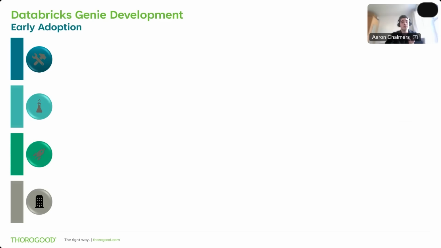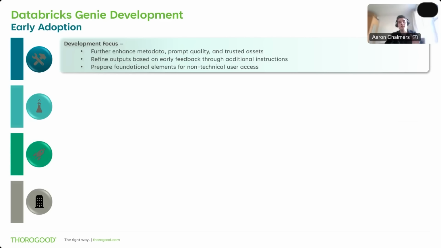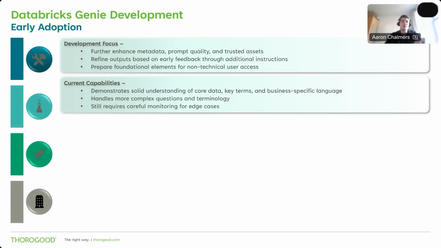In the early adoption stage, focus remains on further enhancing your metadata, prompt quality, and trusted assets, guided by your earlier testing. Genie outputs can be refined based on early feedback through additional instructions, and developers should look to start prepping the foundational elements for non-technical users. The capabilities at this stage are that Genie demonstrates solid understanding of core data, key terms, and business-specific language. Genie is able to handle more complex questions and terminology, however, still requires careful monitoring, especially for edge cases.